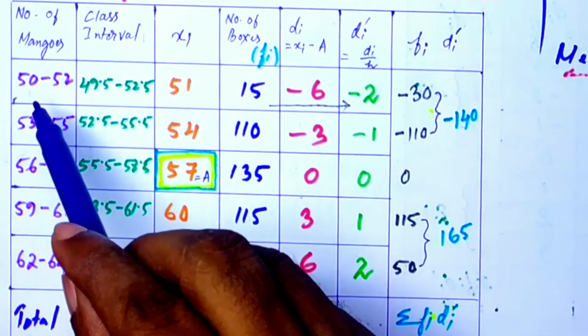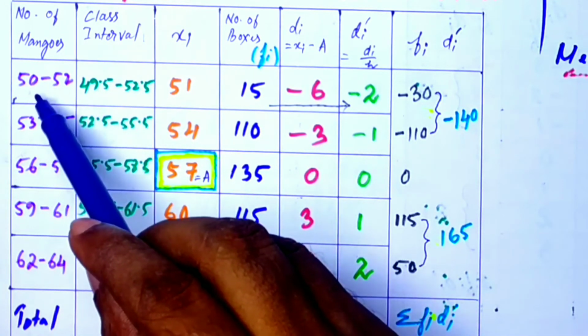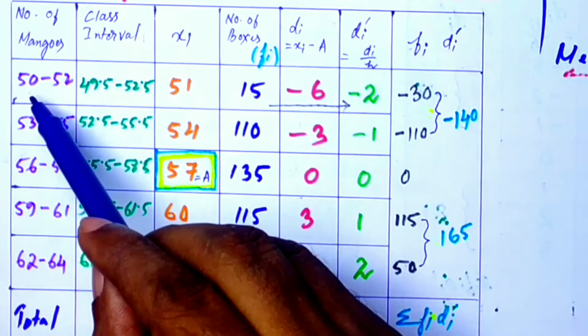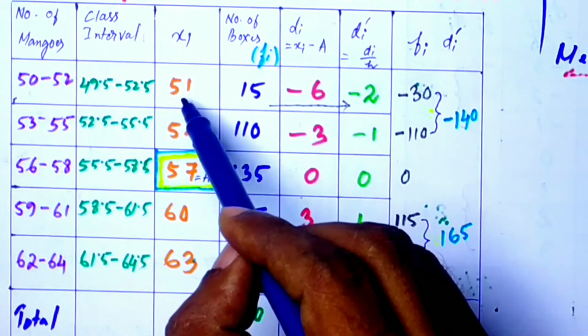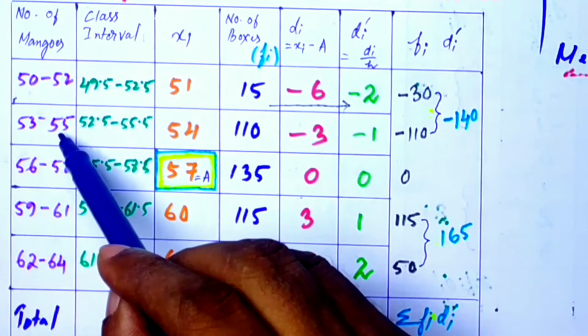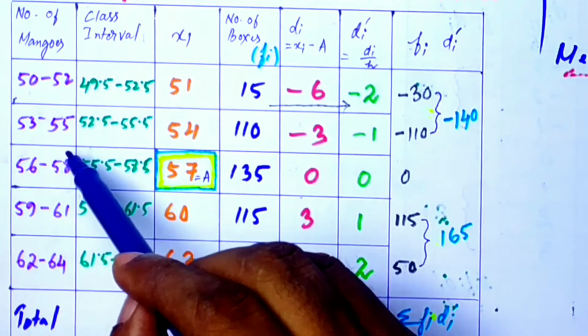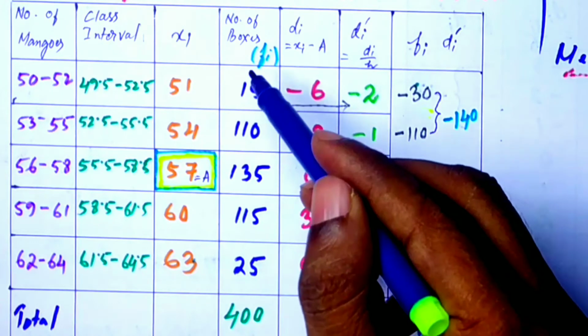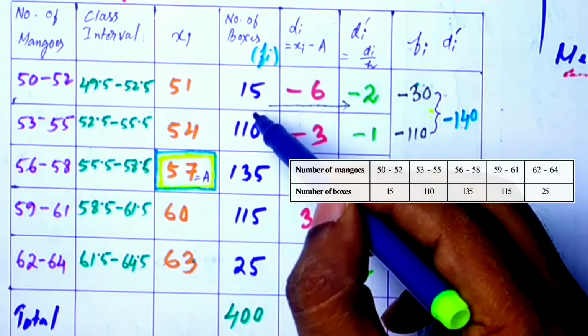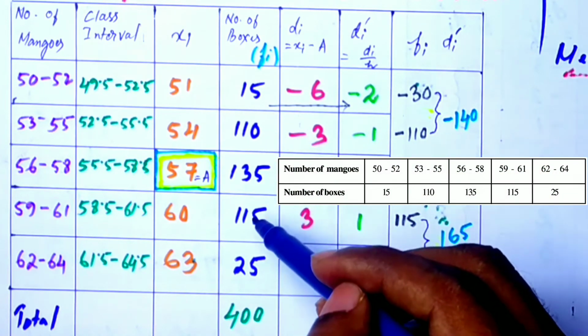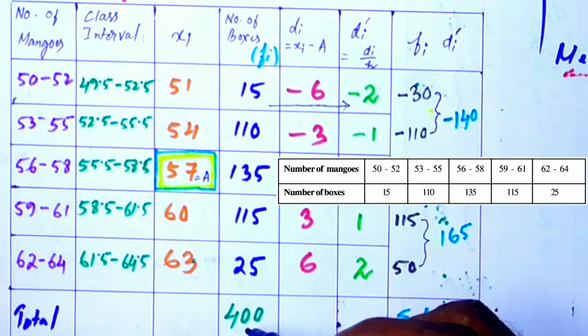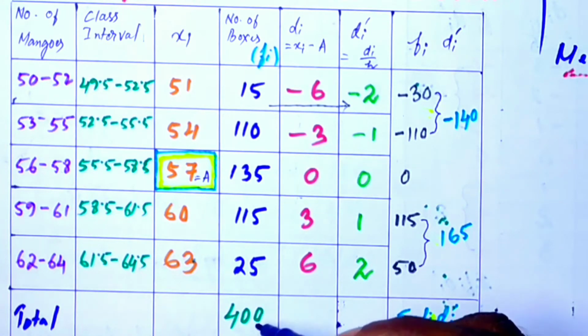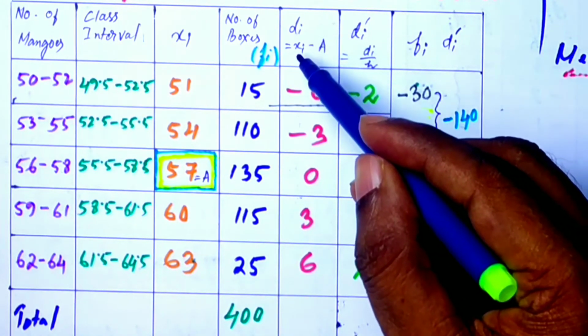So we added these two and divided by 2 and we got the xi value: 51, 54, 57, 60, 63. So number of boxes given, fi: 15, 110, 135, 115, 25, which total is 400. So we took out di, which is xi minus a.